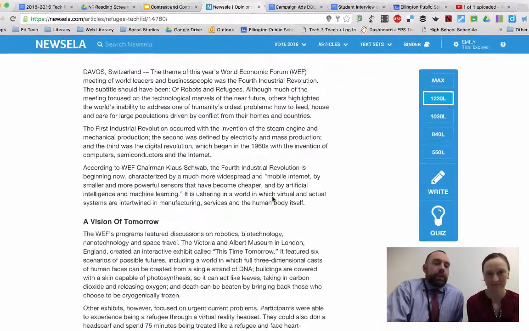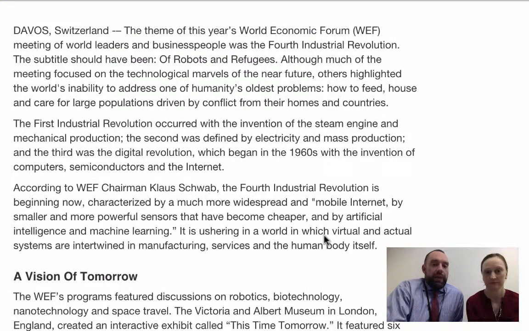Davos, Switzerland. The theme of this year's World Economic Forum meeting of world leaders and business people was the Fourth Industrial Revolution. The subtitle should have been Of Robots and Refugees. Although much of the meeting focused on the technological marvels of the near future, others highlighted the world's inability to address one of humanity's oldest problems: how to feed, house, and care for large populations driven by conflict from their homes and countries.